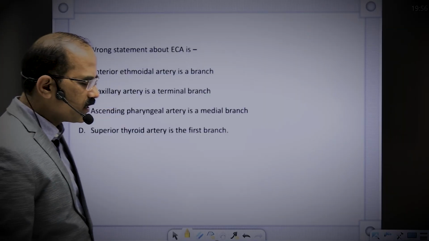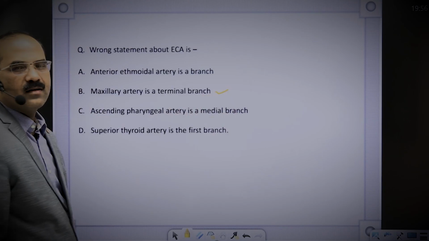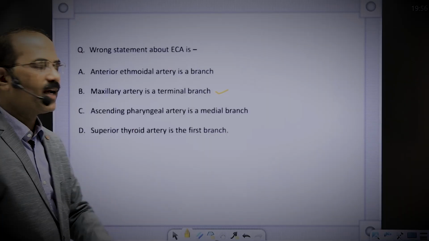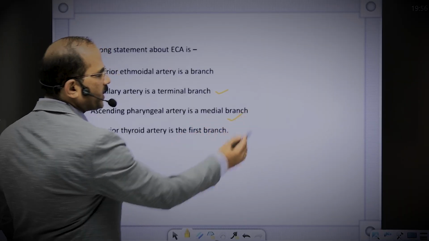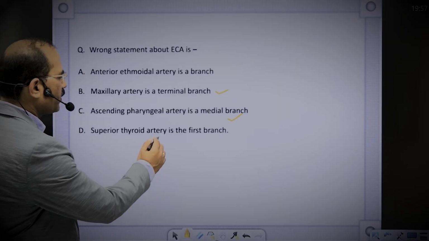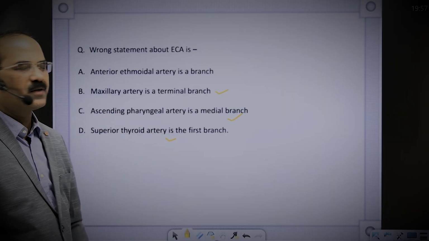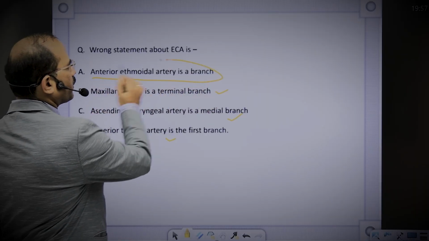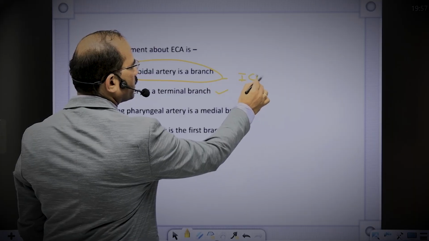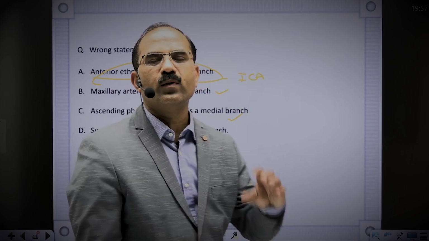Okay, answer this. Wrong statement about the external carotid artery. Maxillary artery is a terminal branch. Yes. The two terminal branches, maxillary artery and superficial temporal artery, are given in the parotid gland. Correct. Ascending pharyngeal is a medial branch. Yes, and that's also the first branch of external carotid. Correct. Superior thyroid artery is the first anterior branch. So what is the answer here? Anterior ethmoidal artery is a branch. No, the anterior ethmoidal artery is a branch of internal carotid artery.